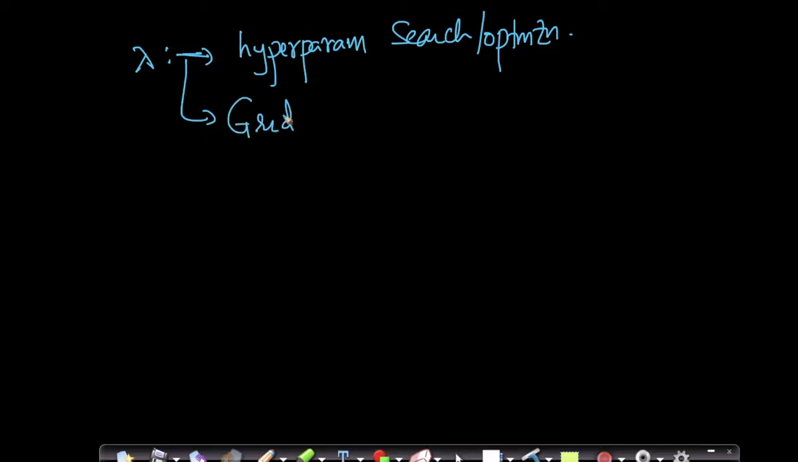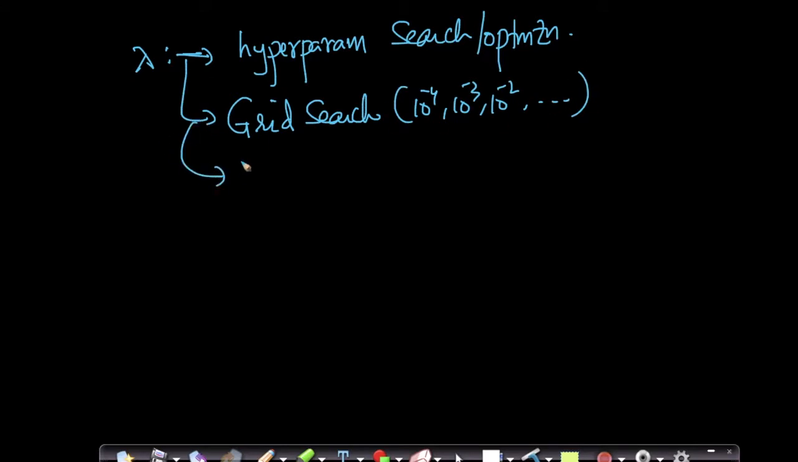There are other complex algorithms, like Bayesian approaches, but typically the two broad approaches that are extensively used are grid search, as we explained, with some exponentiation, like 10 power minus 4, 10 power minus 3, 10 power minus 2, and so on, or a simple random search. You can find both of them implemented in scikit-learn.